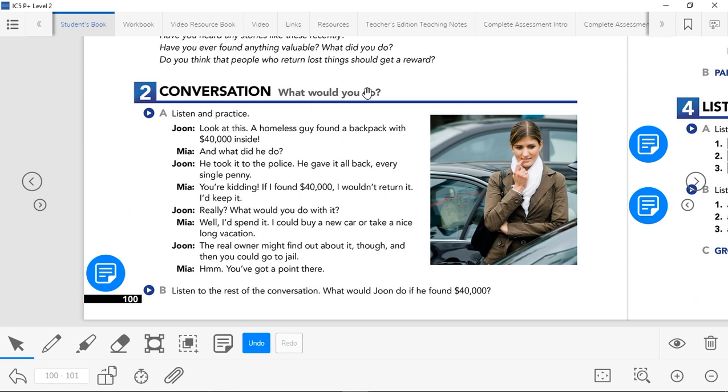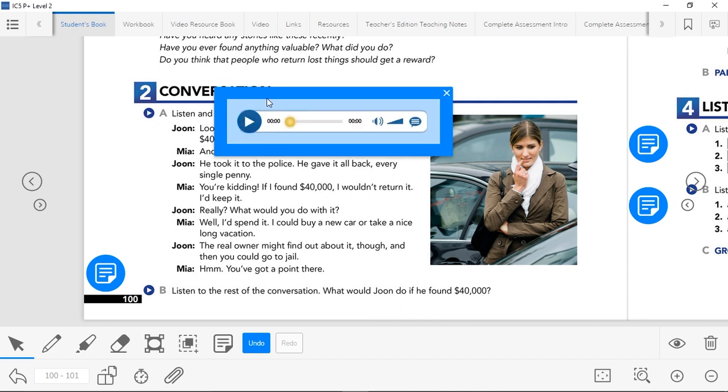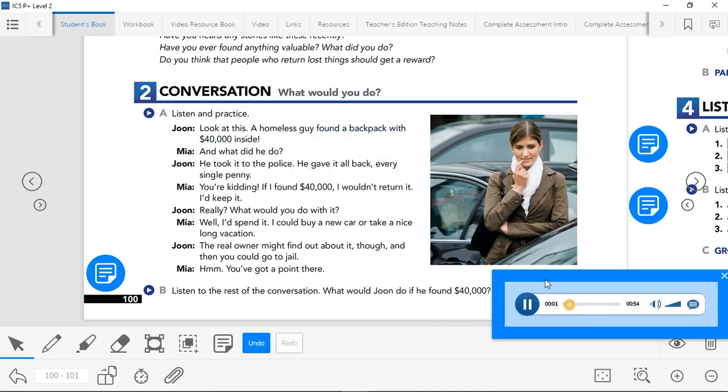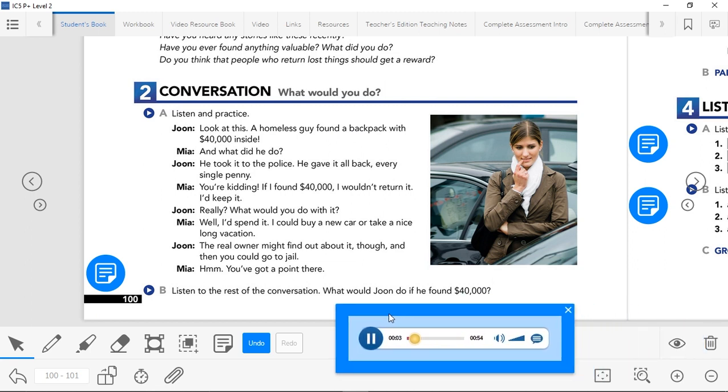Okay, now let's listen to this conversation that is going to be related with the grammar for today. What would you do? This is going to be really related to this. Okay, so let's listen to both part A and part B and answer the question in part B. What would June do if he found $40,000? Okay, so let's listen.